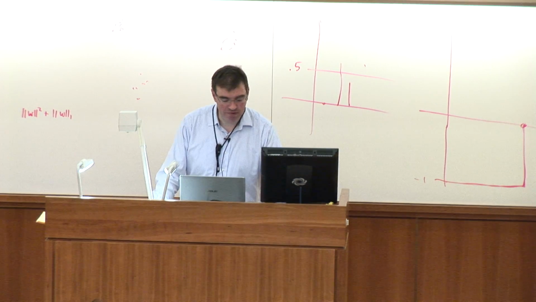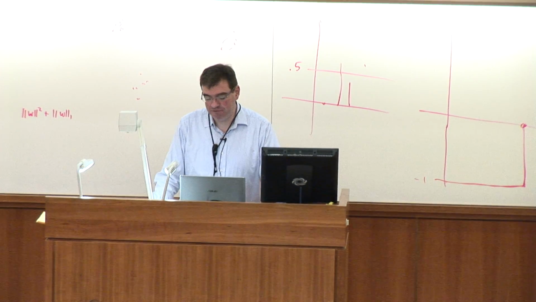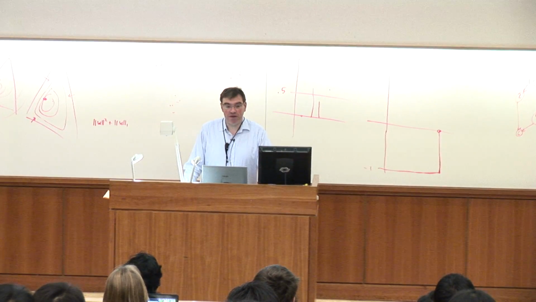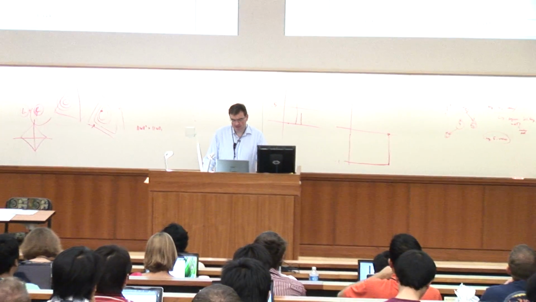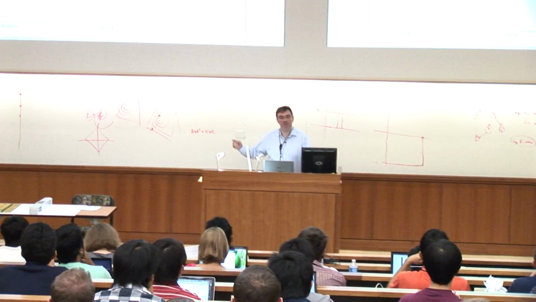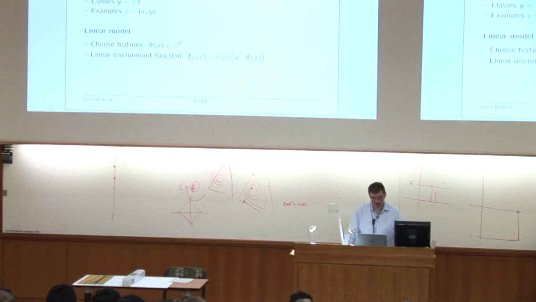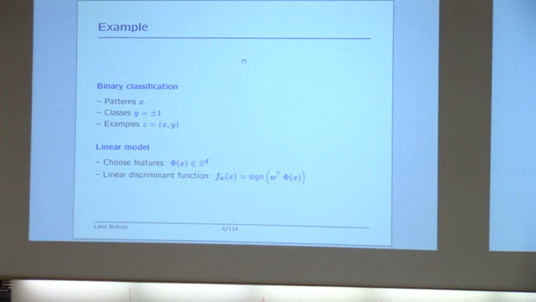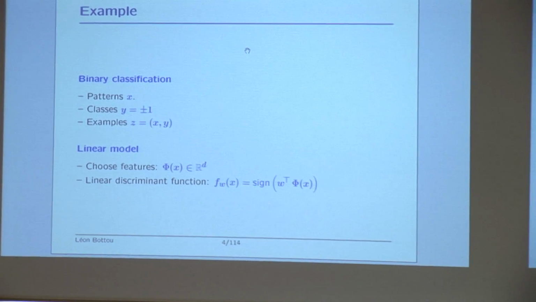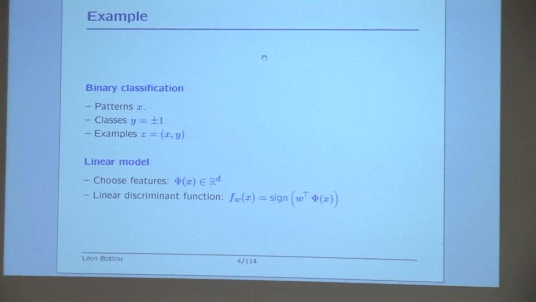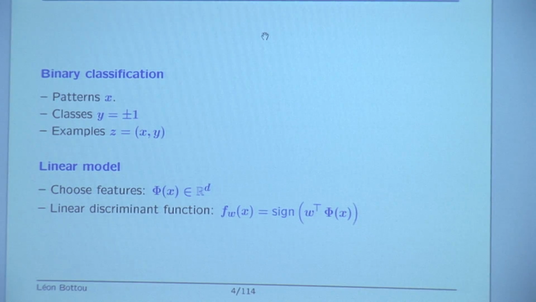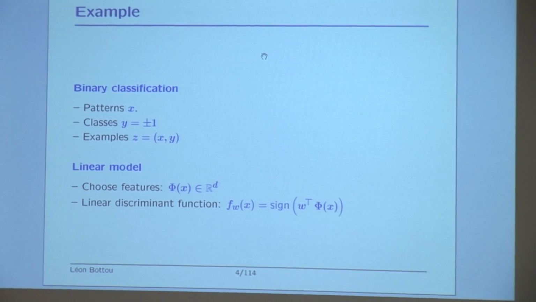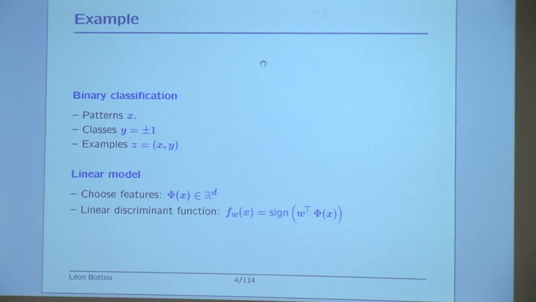So let's take an example, a binary classification. We have patterns X. We have classes Y equal plus or minus 1. So often I write the examples as Z, which is the pair (X, Y). It's just compact notation. So I'm going to build a linear model. So I choose features. So I have a phi of X, which is some d-dimensional vector. And I write a linear discriminant function, which is f_w of x is the sign of w transpose phi of x.